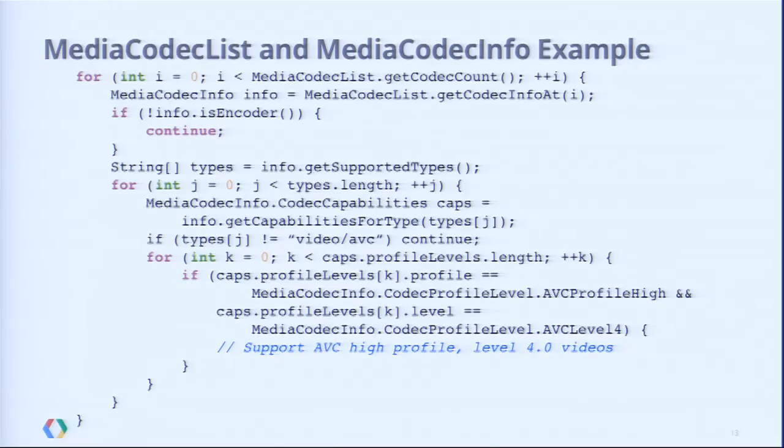There are two pieces of information, as I mentioned earlier. One is the list of output color formats, and the second one is the list of profiles and levels it exposes. So you can just iterate through the list of profiles and levels exposed by the capability object, and then compare to see whether this media codec supports high profile level 4.